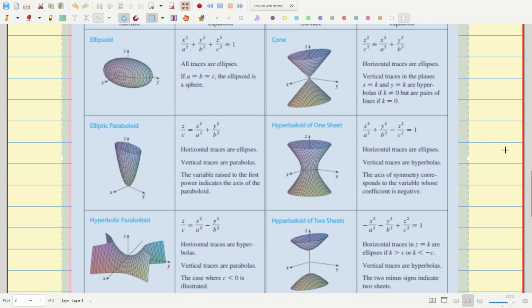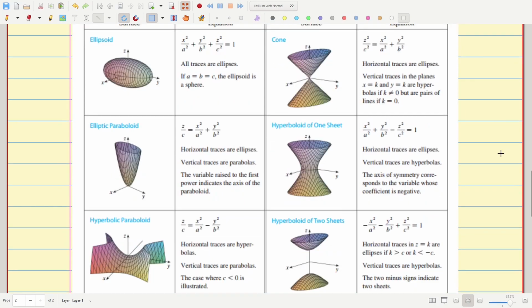There's a chart in your textbook. It's easier for me to use this than it is to write all this out. Okay. So here we have 6 cases, all right? And the thing that matters the most about these cases is the basic form of the equation, okay? What you should be looking to do is count how many minus signs there are.